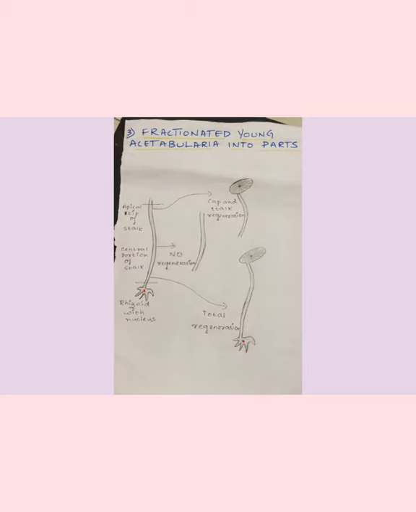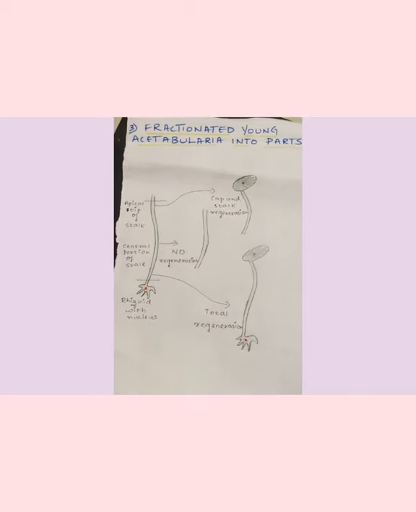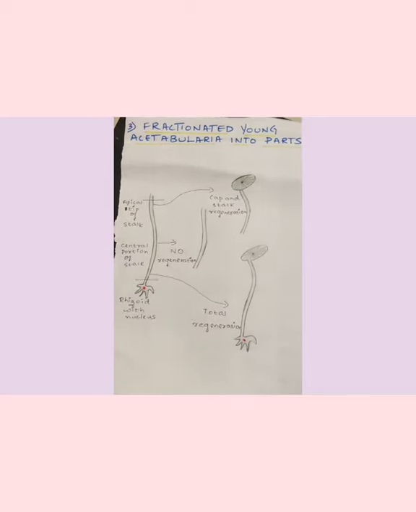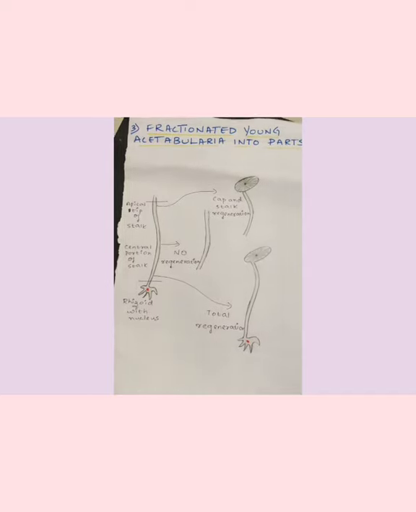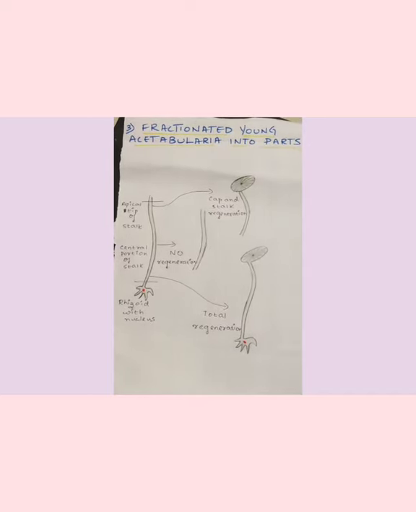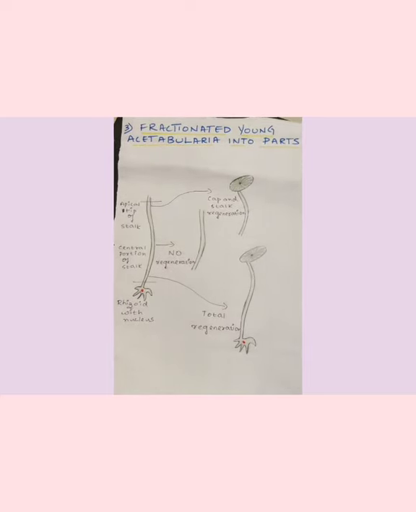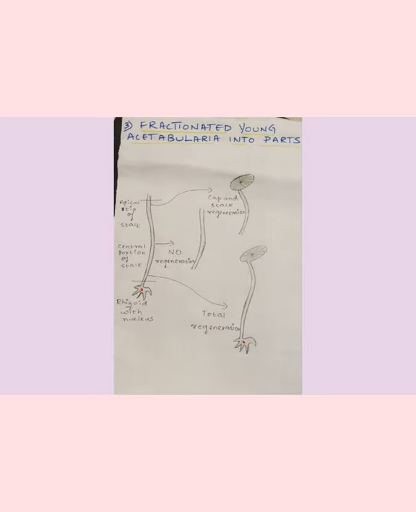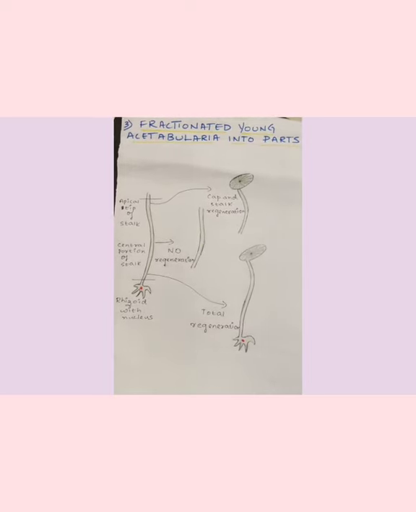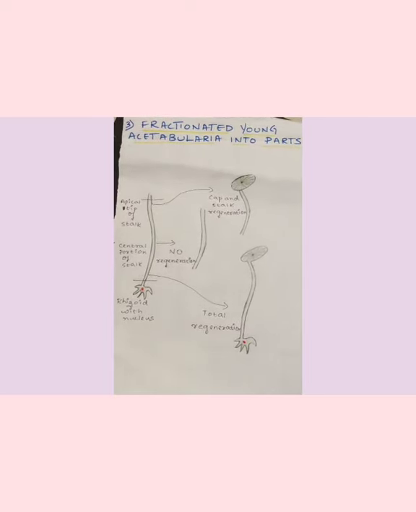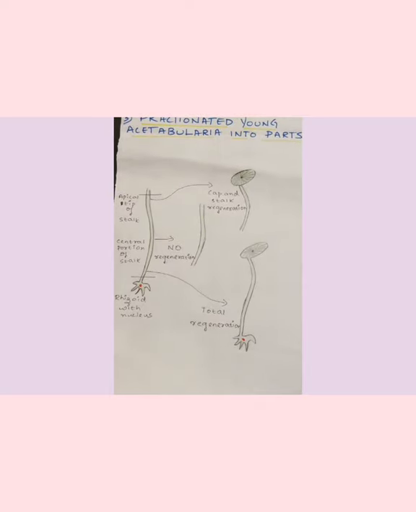Experiment 3. Fractionated young Acetabularia into parts. Hammerling fractionated Acetabularia mediterranea into three parts: apical tip of stalk, central portion of stalk, rhizode with nucleus. And his observations were: apical tip of stalk showed cap and stalk regeneration, and central portion of stalk showed no regeneration, and rhizode with nucleus showed total regeneration.